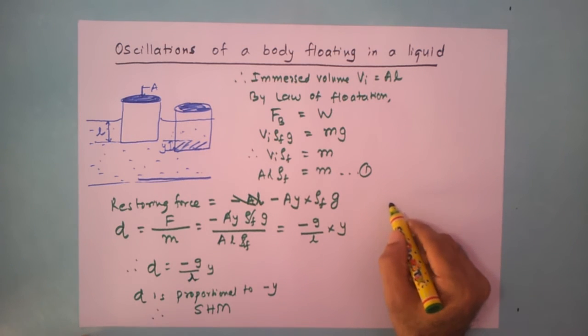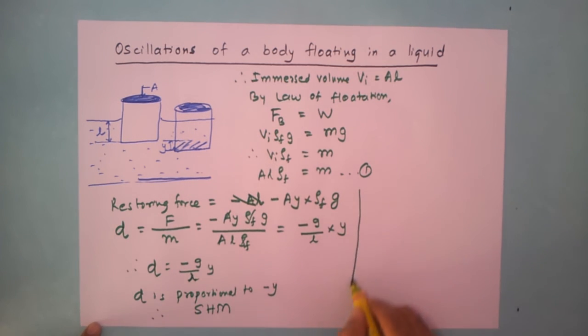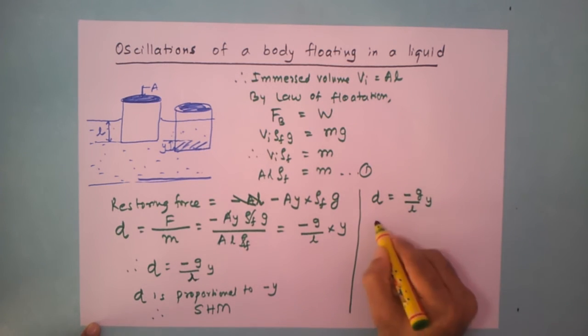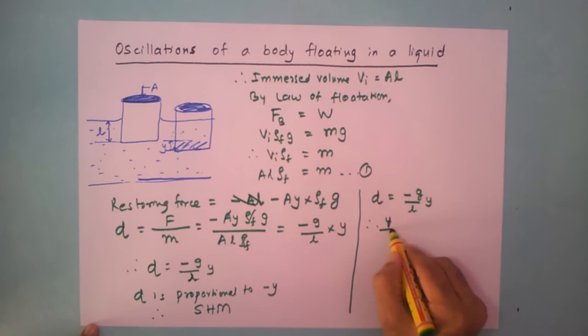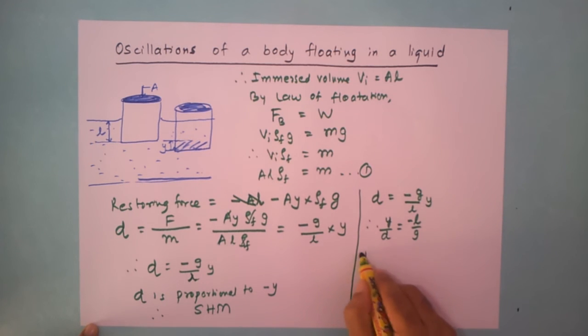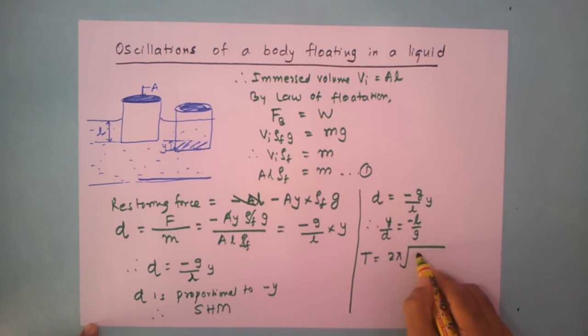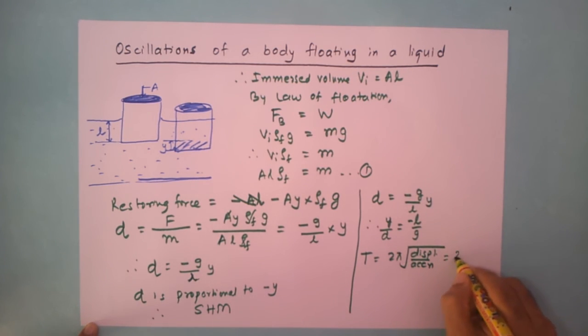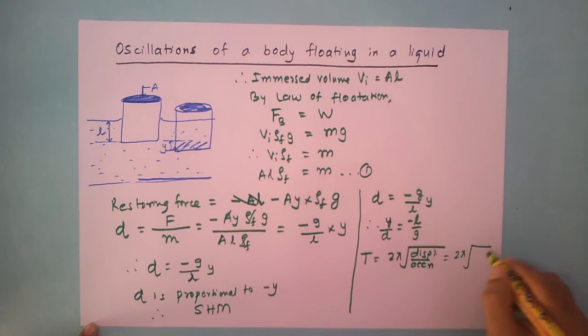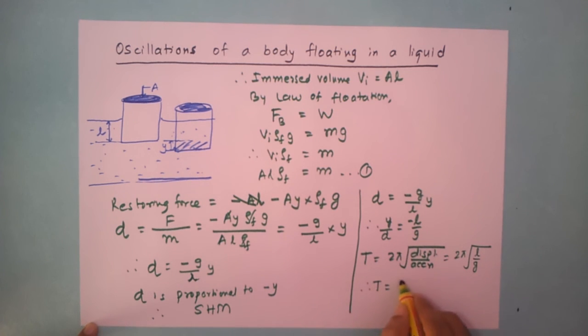Finally, if I rewrite this equation over here, alpha is equal to minus g upon L into y. I want to find out y upon alpha. y upon alpha will be L upon g, and the time period we know is 2 pi into the square root of displacement upon acceleration for simple harmonic motion. So this will be 2 pi into square root of y upon alpha, which is equal to L by g. Again, we have ignored the negative sign. Therefore, T is equal to 2 pi square root of L by g.